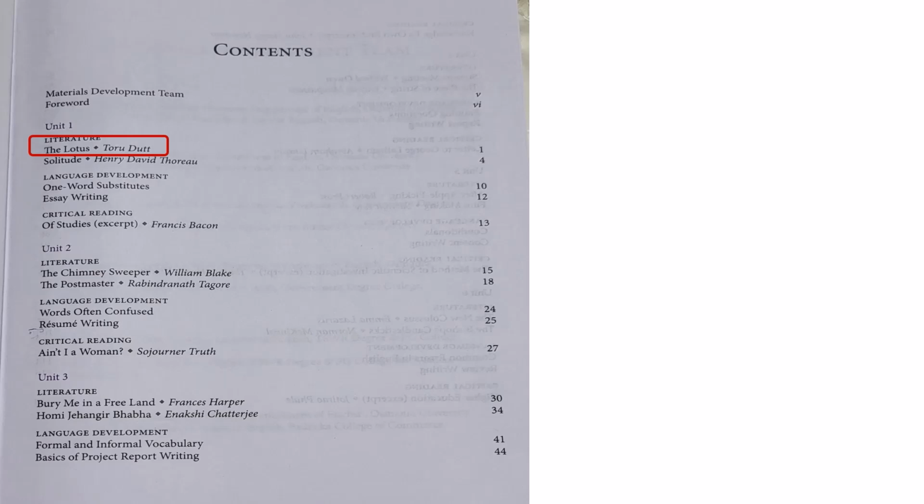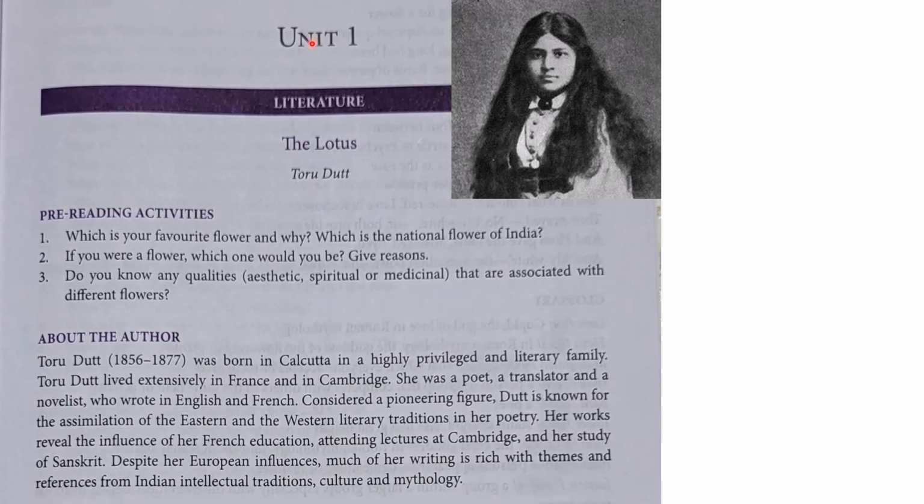as usual, you have the subunit as poem. And to begin with Unit 1, students, the poem The Lotus, written by Toru Dutt. And the pre-reading activities: which is your favorite flower and why? And which is the national flower of India? I think you all know the national flower of India.